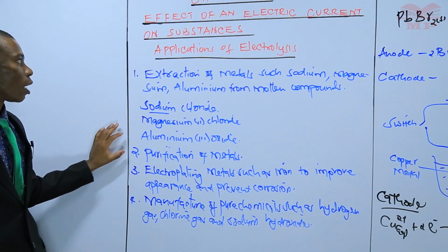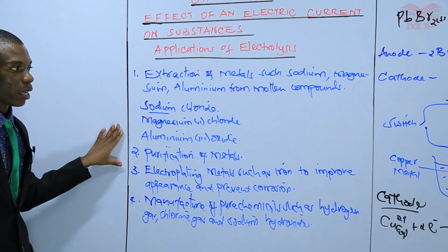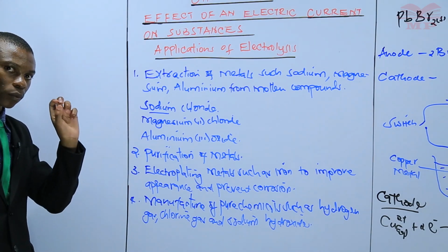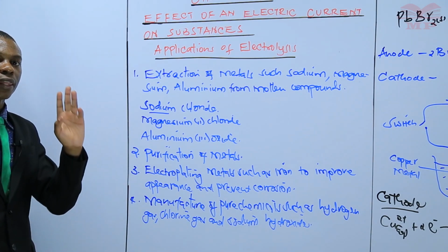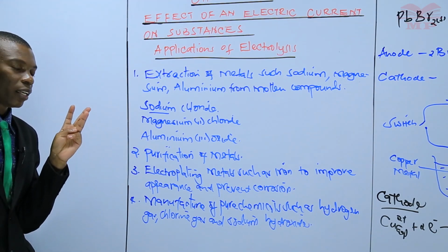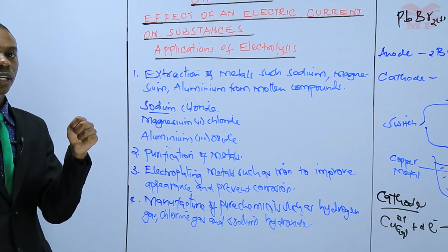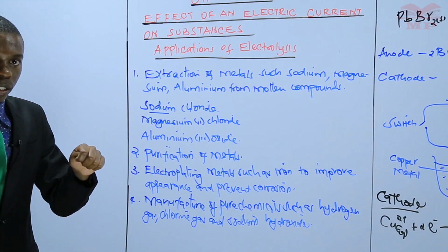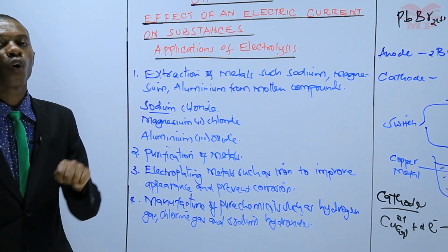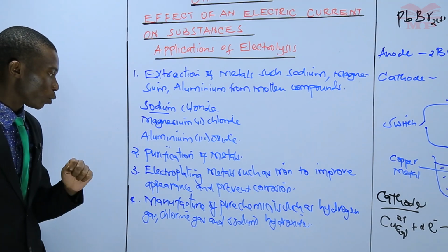Then second, it is also applied in purification of metals, and I've explained to you how it can be used to purify a metal. When you want to purify a metal, then the pure metal should be made the cathode, the impure metal should be made the anode, and the solution or the electrolyte should contain ions of the metal which is being purified. I hope you get that.